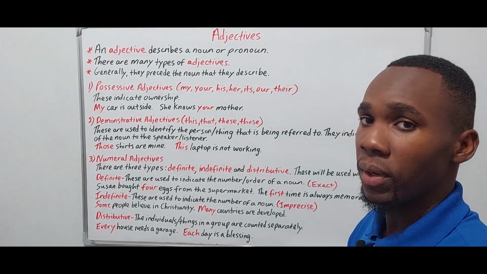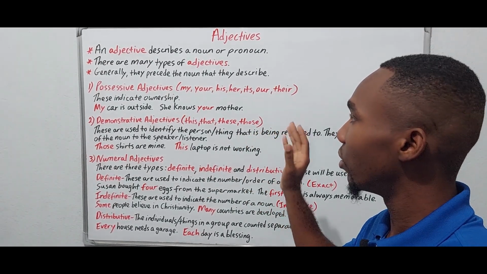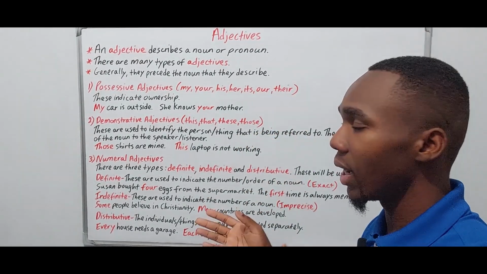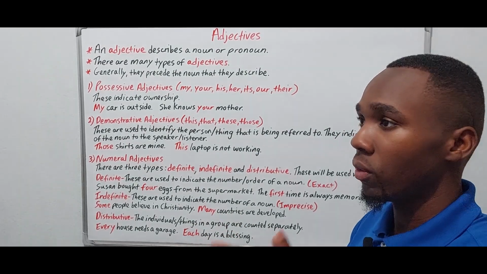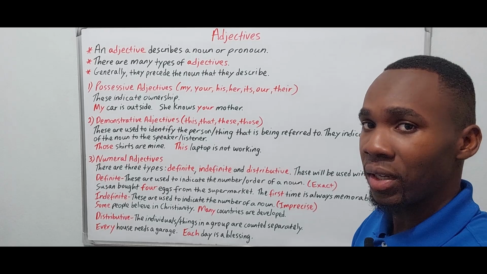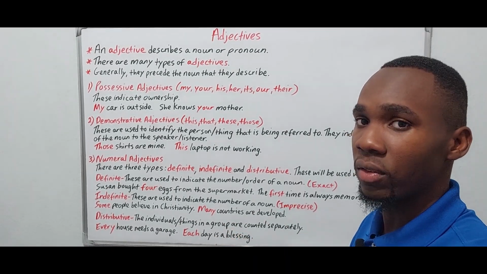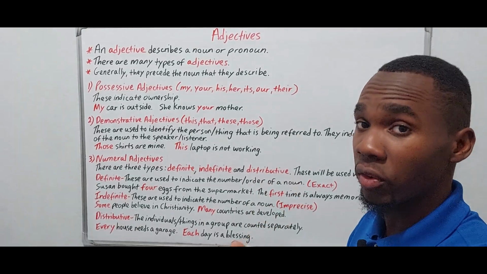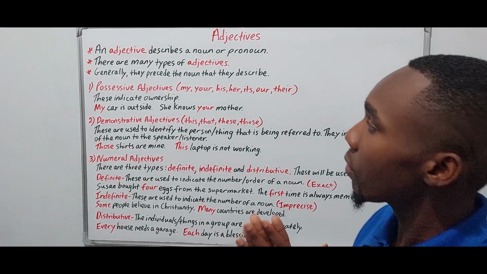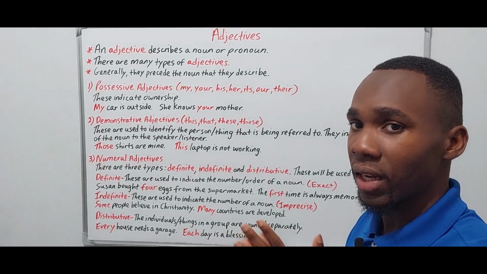Another thing to note about adjectives is that they precede the noun that they describe generally, which means that they go before. So the adjective is going to be placed before the noun that it modifies generally. There are exceptions, but this is the case most of the time. So let's get into the different types of adjectives.